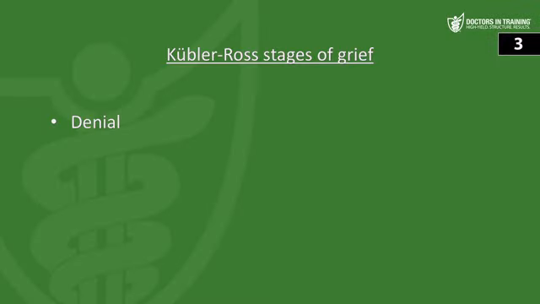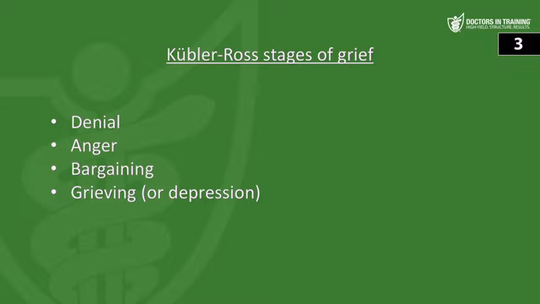Next, what are the Kubler-Ross stages of grief? So it starts with denial, then to anger, then to bargaining, then to grieving, or sometimes people put in depression there, and then finally acceptance. All right, that's it for the warm-up. Let's get to that video.